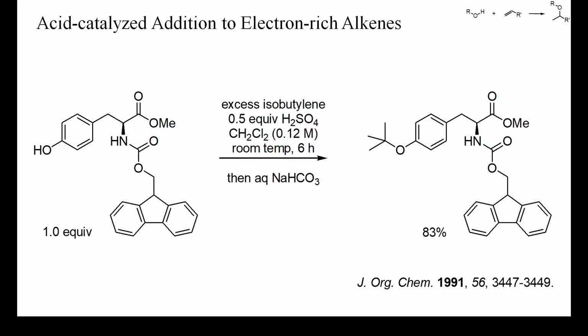Tert-butyl ethers are often used as protective group for aliphatic alcohols and phenols. These ethers are usually prepared under acidic conditions from isobutene or another source of tert-butyl cations, such as tert-butanol or MTBE. The example on this slide is a typical tert-butylation of Fmoc-tyrosine methyl ester with isobutene and sulfuric acid as catalyst. No Friedel-Crafts alkylation of the hydroxyphenyl group occurred under these conditions.